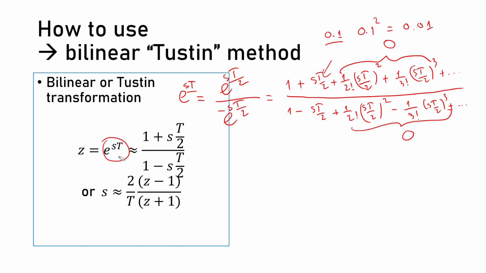You just substitute e to the sT by z, and e to the sT is approximately defined by this term, and finally you can have s approximated to be this in terms of z. So everywhere you have s, you just substitute this function of z, then you can transform from the continuous s domain to the discrete z domain. It's very, very convenient, right?